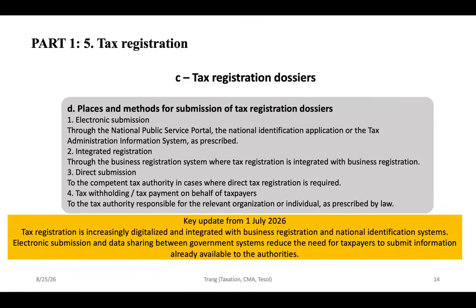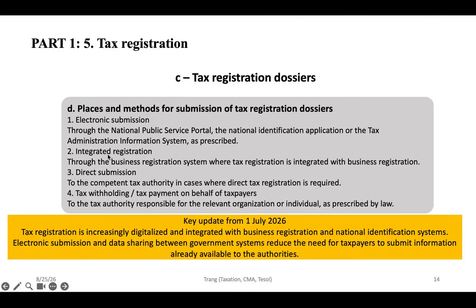Places and methods for submission of tax registration dossier. Now that we know what to submit, we need to look at how and where to submit. The law provides 4 distinct channels for submissions here. First, we have electronic submissions. This is the most modern route. Taxpayers can submit their files through the National Public Service Portal, the National Identification Application, or the Tax Administration Information System.